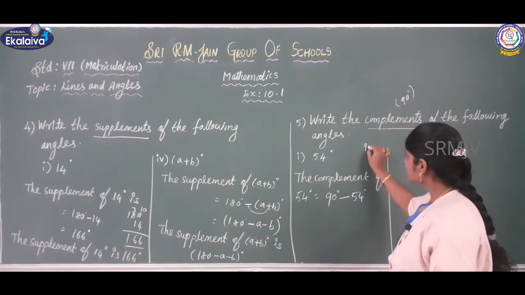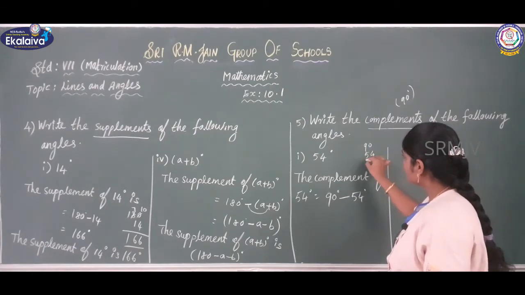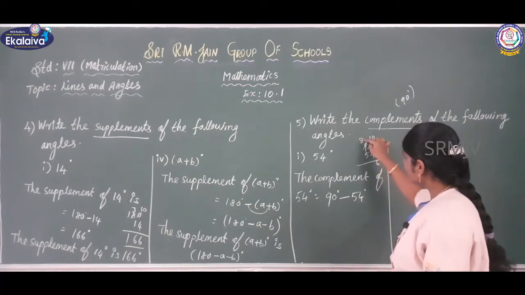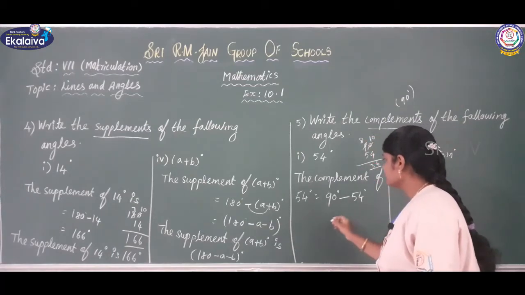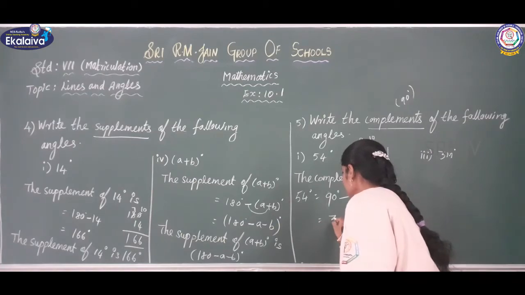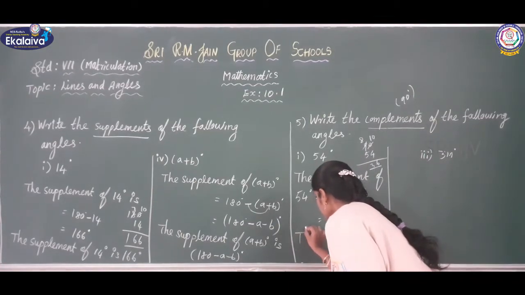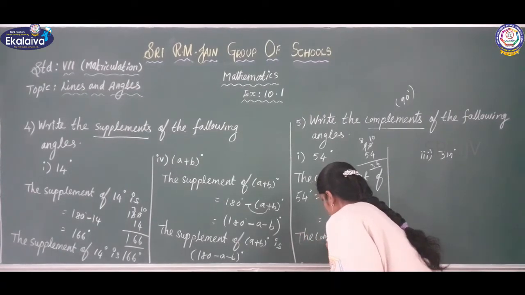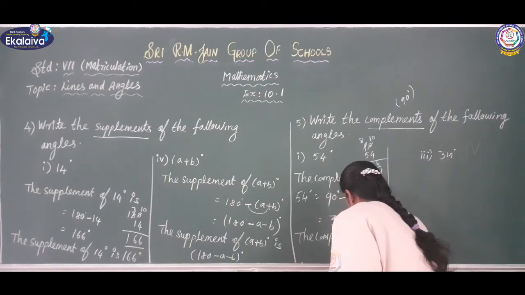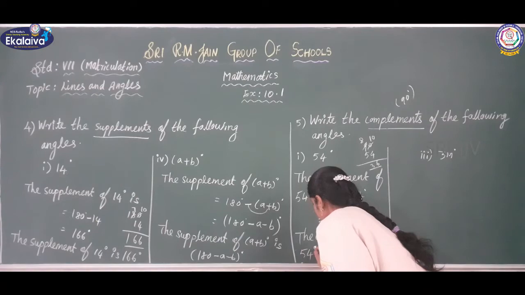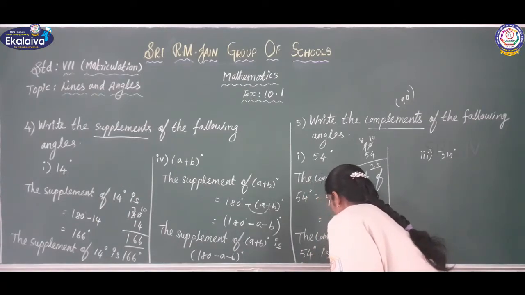Now subtract this, 90 minus 54. So 0 becomes 10. 10 minus 4 is 6. 8 minus 5 is 3. 36 degrees. So when we subtract this, what are you getting? 36 degrees. So the complement of 54 degrees is 36 degrees.